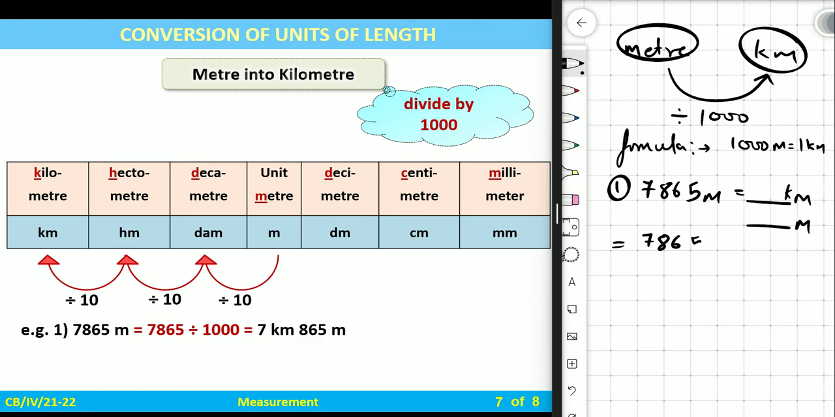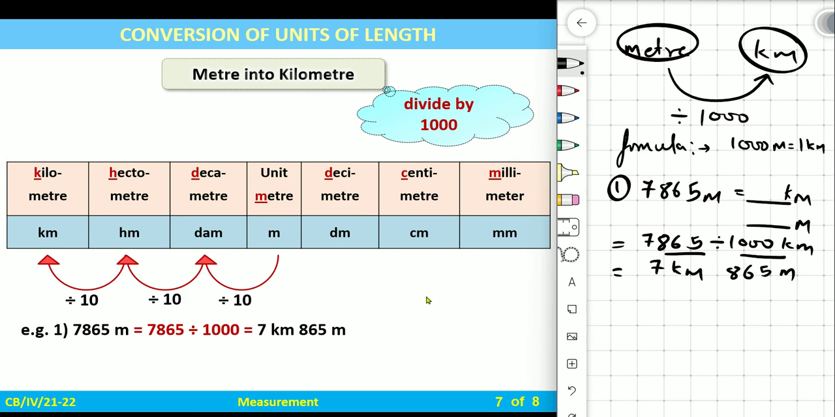7865 divided by 1000, we will get the answer in kilometer. These are three zeros. Leave the three numbers, it will be 7 kilometer, and the remaining numbers come from the question itself. It is meter, so we write down meter here. So it was much easier. Let's take the next point.